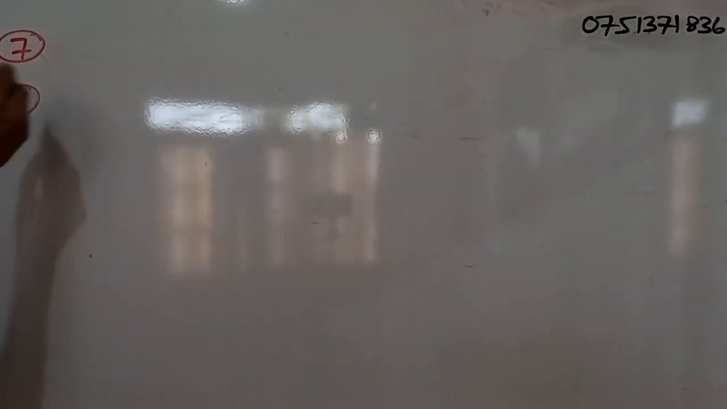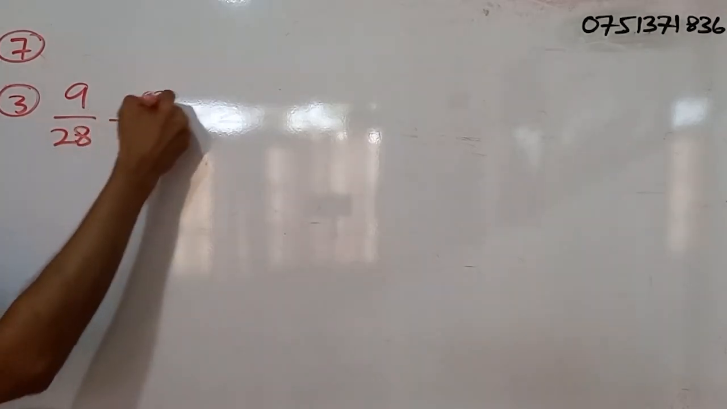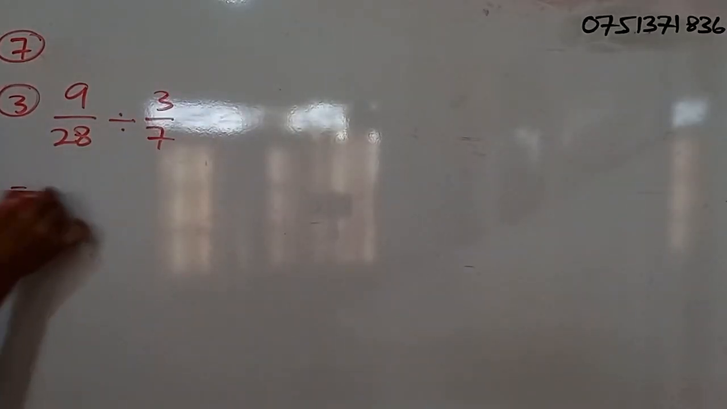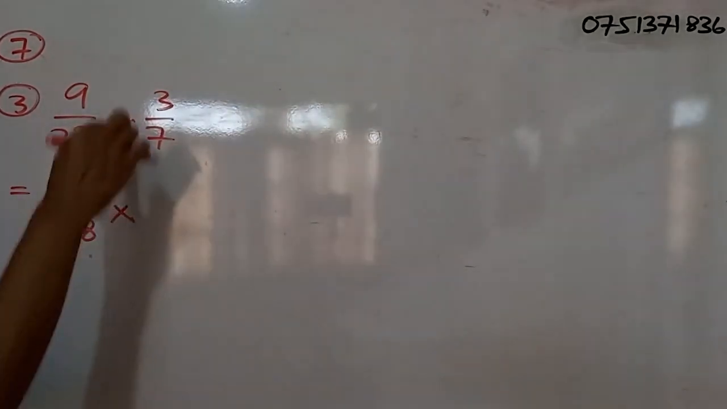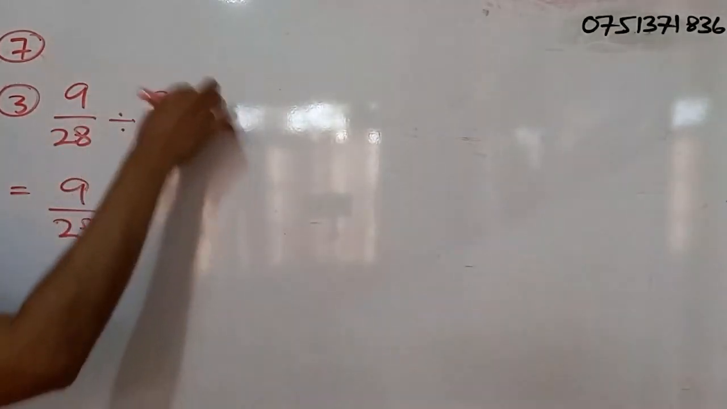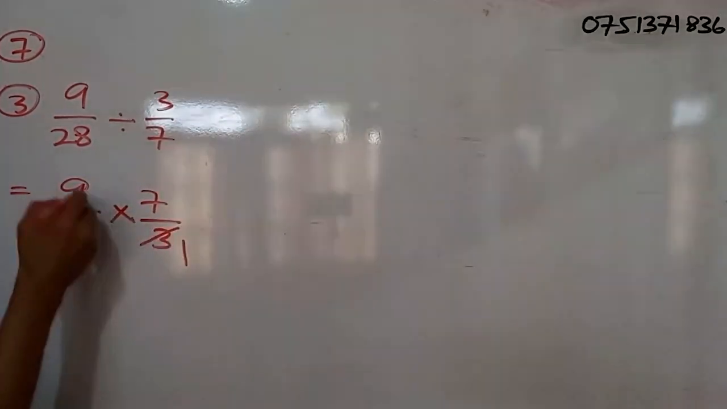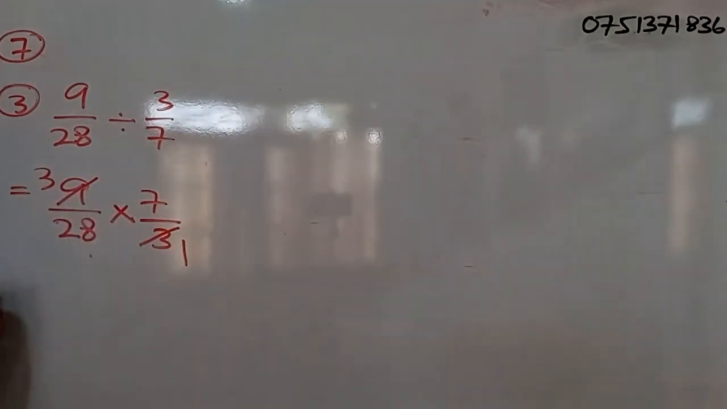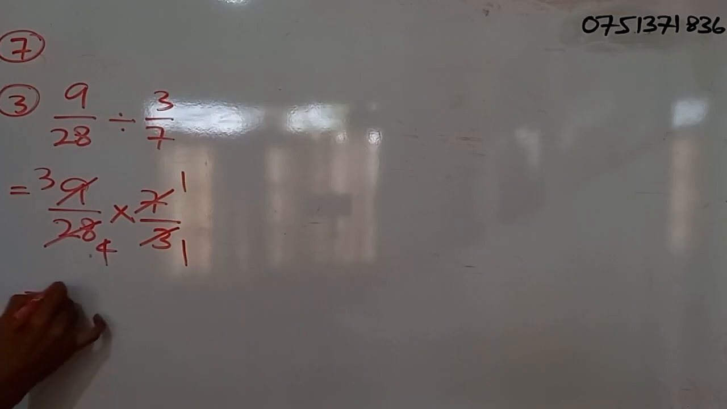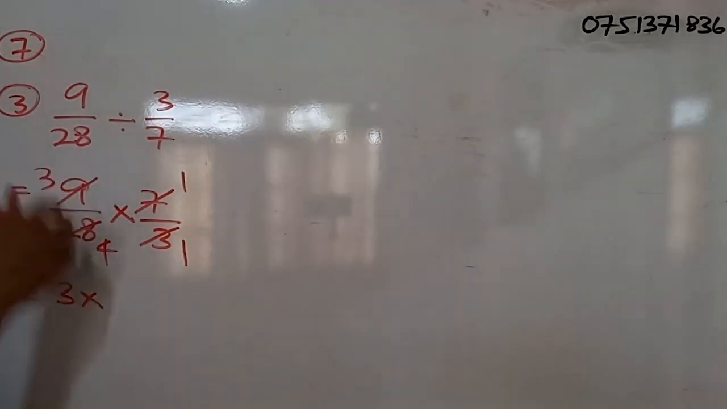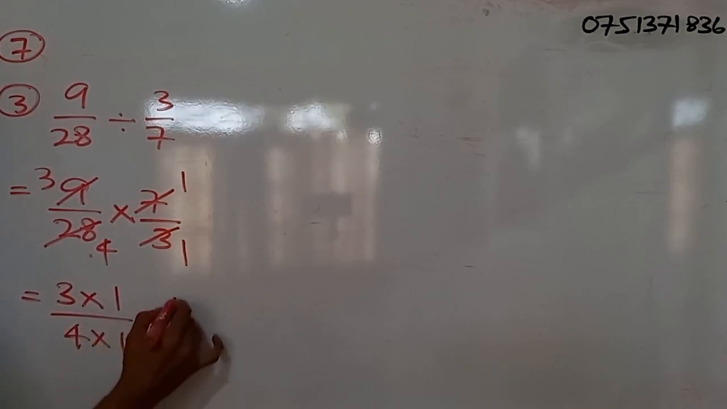What do we have? 9 by 28. We have to divide that by 3 by 7. Okay. So 9 by 28. Convert the division into a multiplication, then write the reciprocal of 3 by 7, which is 7 by 3. So 7 times 1, 3 times 1 and 3 times 3, 7 times 1 and 7 times 4. Now what will be the numerator? What will be the top half? 3 times 1. The bottom half we get what? 4 times 1. Right? So we get what?